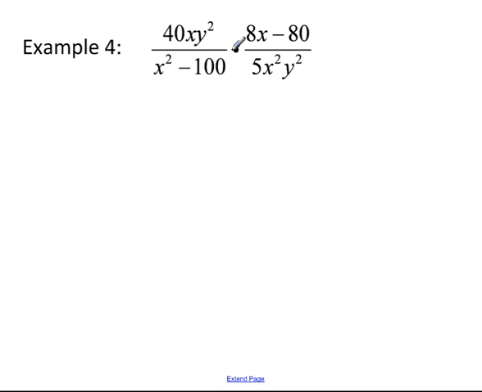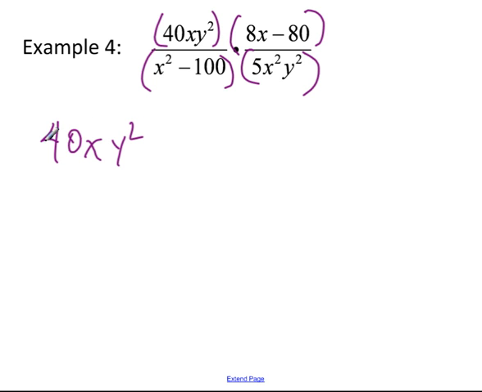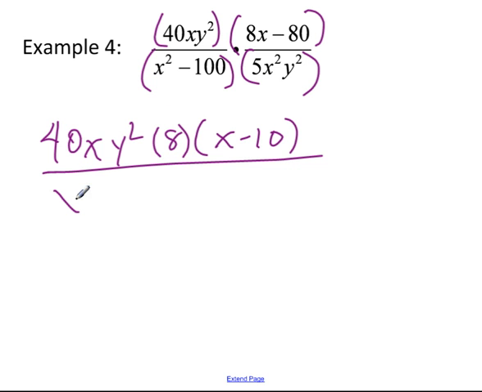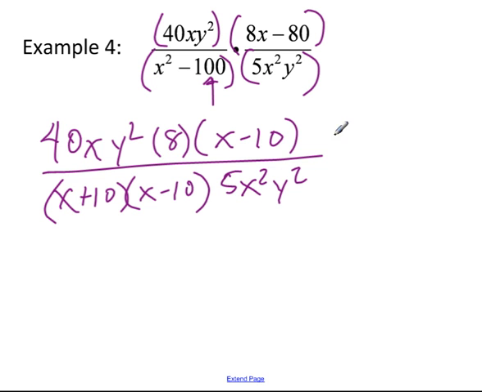Alright, so on this problem there's a whole bunch of things going on top and bottom. So we want to factor things individually. Here, here, here, here. And just think about each one, what we can do, what we can take out. I'm going to write my 40xy squared is still there. What I can factor out of this is going to be an 8, so times an 8, x minus 10. Here that's going to be an x plus 10, x minus 10, difference of squares because this is a perfect square. And then my 5x squared y squared.